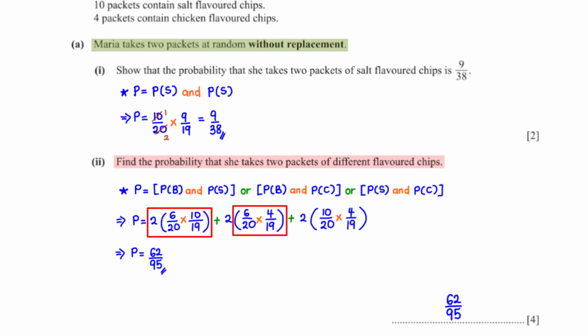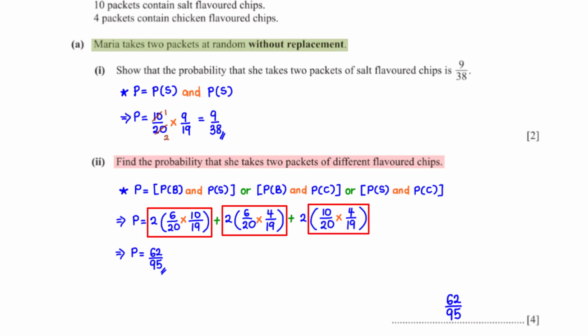The probability that she picks a packet of barbecue flavored chips is 6 over 20. Without replacement, the probability that she picks a packet of chicken flavored chips is 4 over 19. The order in which she picks the chips may be reversed, so we multiply this by 2.